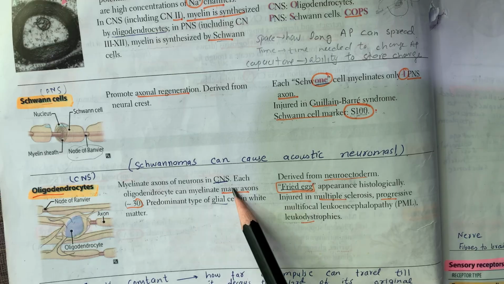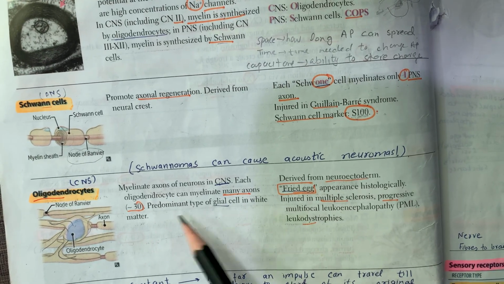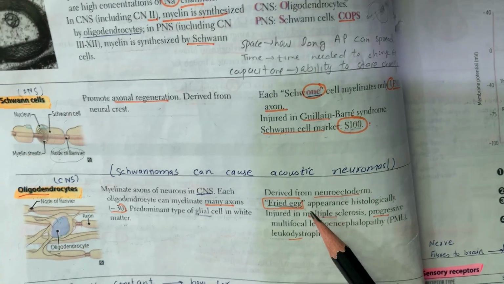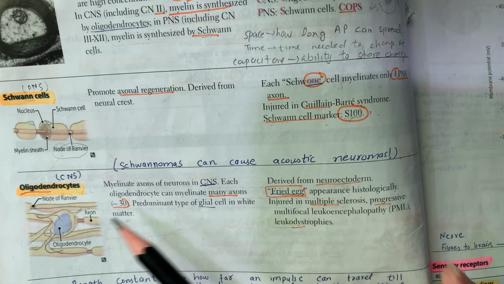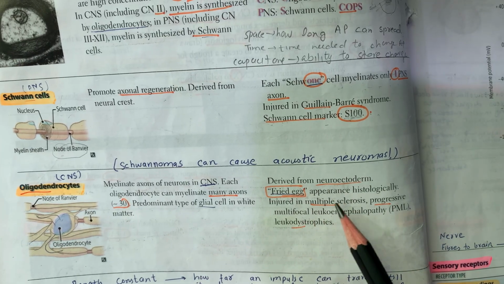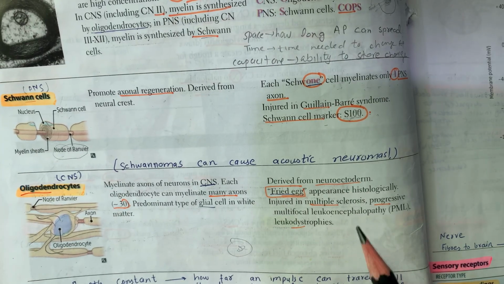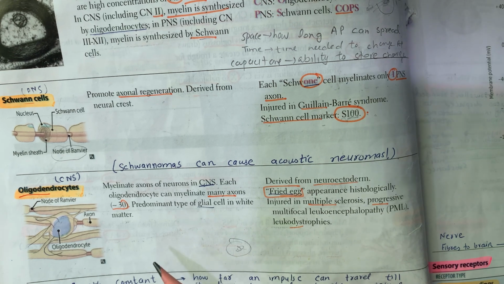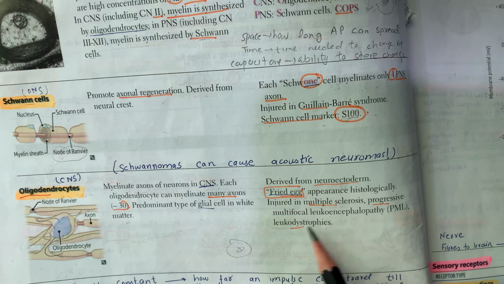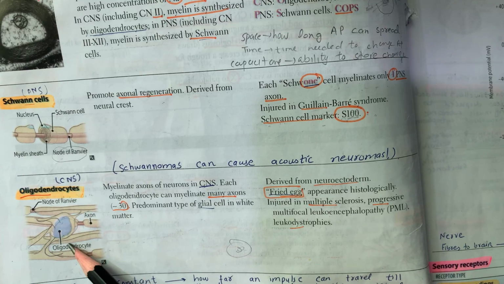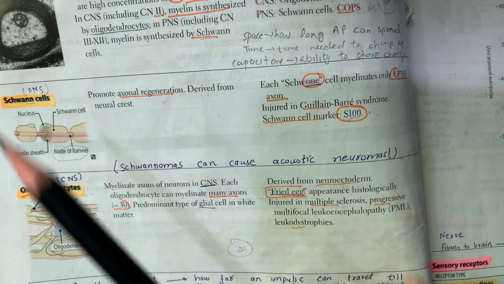Each oligodendrocyte can myelinate many axons, up to 30, and it is the predominant type of glial cell in white matter. Now, where are they derived from? Schwann cells are derived from neural crest cells. Oligodendrocytes, in the central nervous system, are derived from neuroectoderm. They have a fried egg appearance histologically, like this. They are injured in multiple sclerosis. The diseases which injure your central nervous system injure your oligodendrocytes: multiple sclerosis, progressive multifocal leukoencephalopathy, leukodystrophies, all of these destroy your oligodendrocytes. Otherwise, Guillain-Barré, a disease of the peripheral nervous system, destroys your Schwann cells.